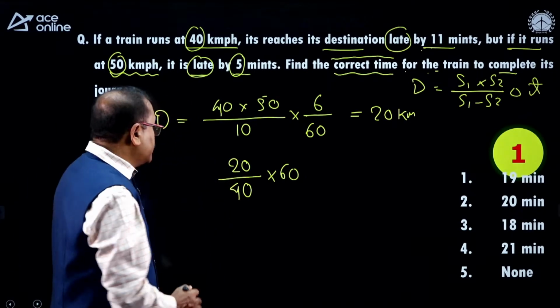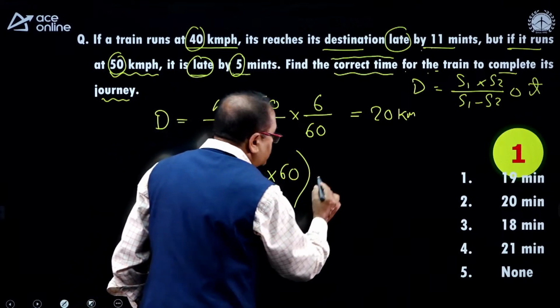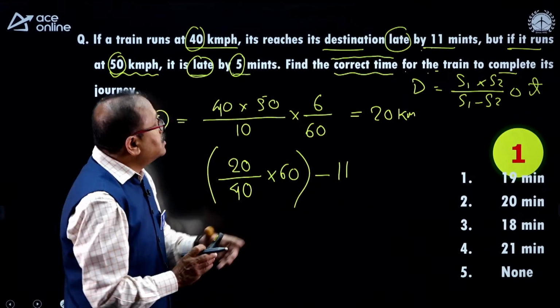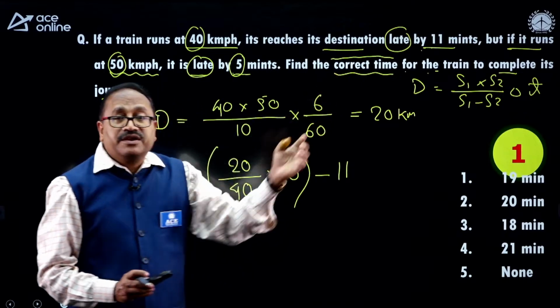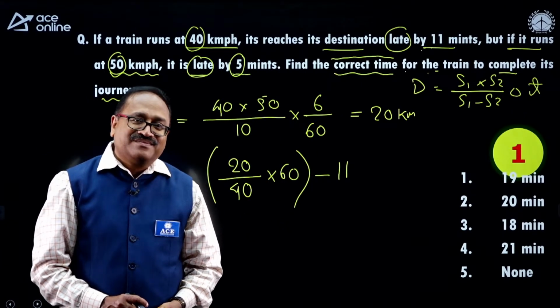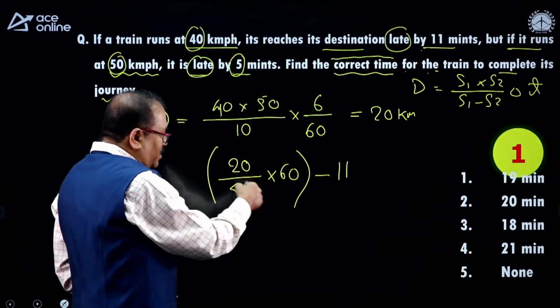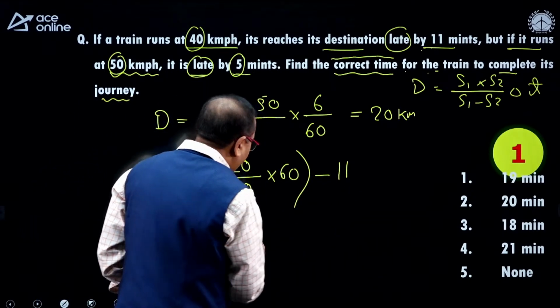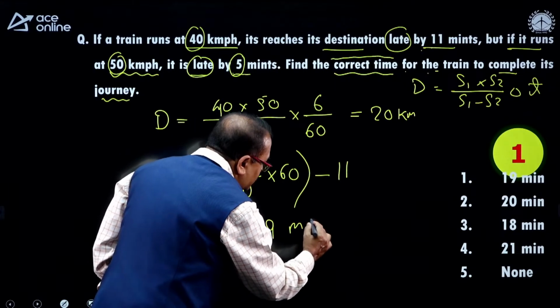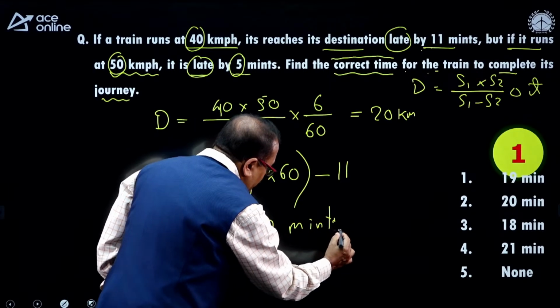Let us work out on that. Whatever time comes from here, if I take out the 11 minutes, that late time, then I will get the correct time. That is all. So here 30 minus 11, I get 19. 19 minutes is the correct time to reach.